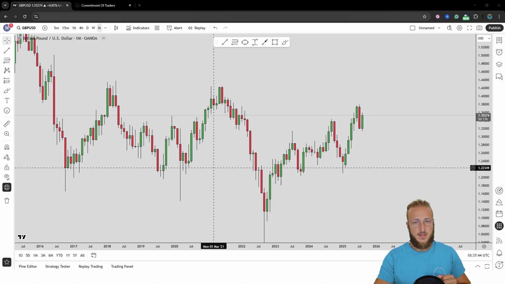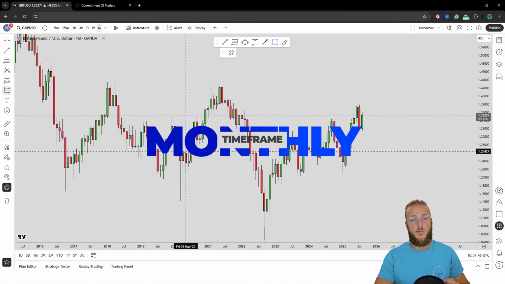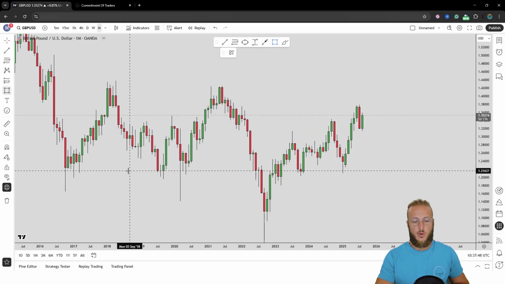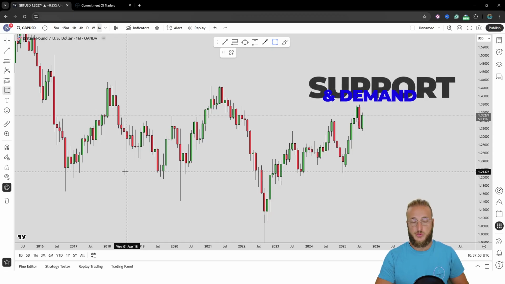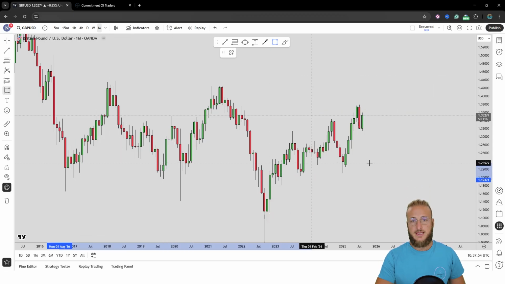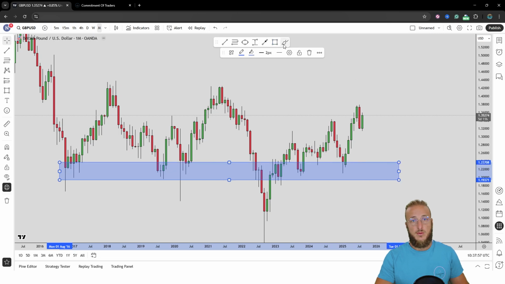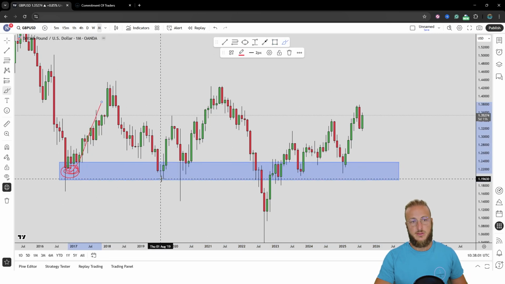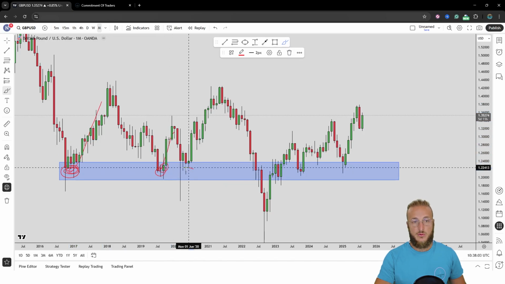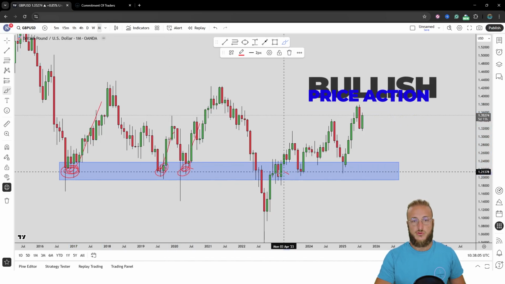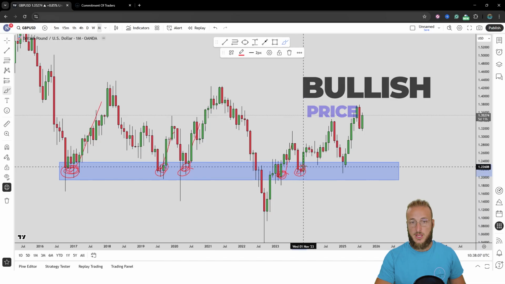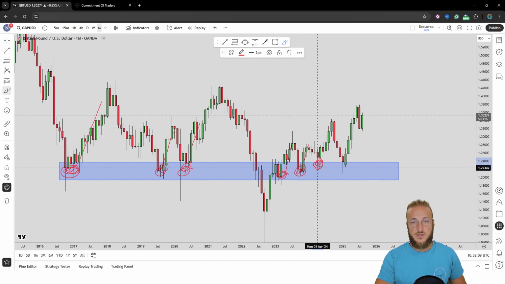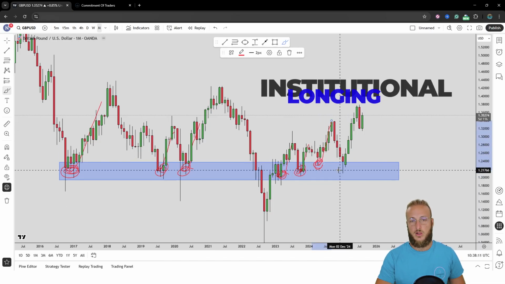Starting here from the monthly time frame, what we can see is that we have a market which is rejecting to the upside a quite strong historical monthly demand and support zone. In fact, what we know is that starting from back here, on multiple occasions, the market has tested this zone, and every single time the market rejected the area to the upside, showing very strong bullish price action. And every time we have seen very strong institutional buying.